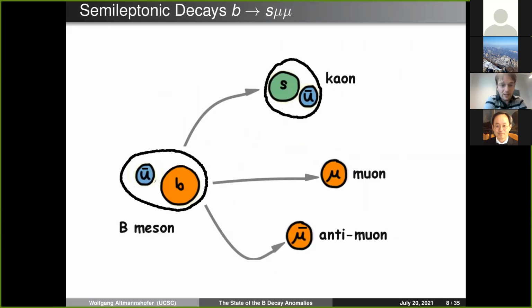Instead of looking at this purely leptonic decay, we can look at semi-leptonic decays. So now we have a b to s mu mu transition where some strange-flavored hadron is in the final state. One example is shown here. We have a charged B meson decaying into a charged kaon and a muon and antimuon, but one can also look at other versions of that. One can look at the neutral B meson decaying into a neutral kaon plus mu plus mu minus, or one can look at the B_s meson. One can even look at baryonic versions of that decay mode, where we have a Lambda_b baryon decaying into a Lambda and a mu plus mu minus.